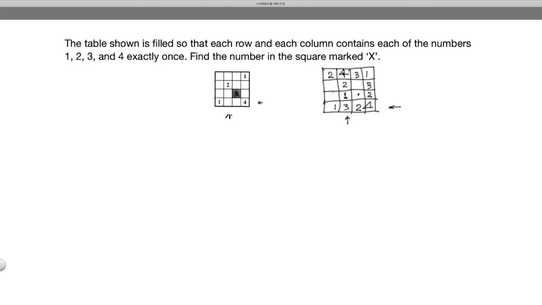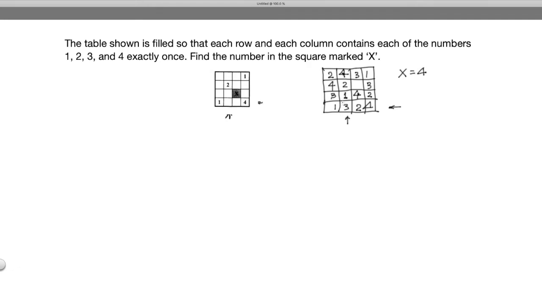Now it's so clear, there are a lot of numbers you already know, so the rest is pretty easy. For this number, 1, 2 is already used, 3 is used, so this number is 4. So this number is a 3 now. And that leaves this number, which has to be a 4. So X equals 4.